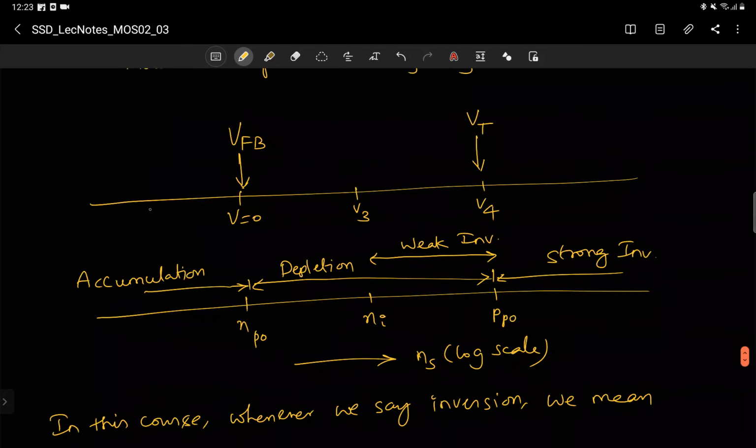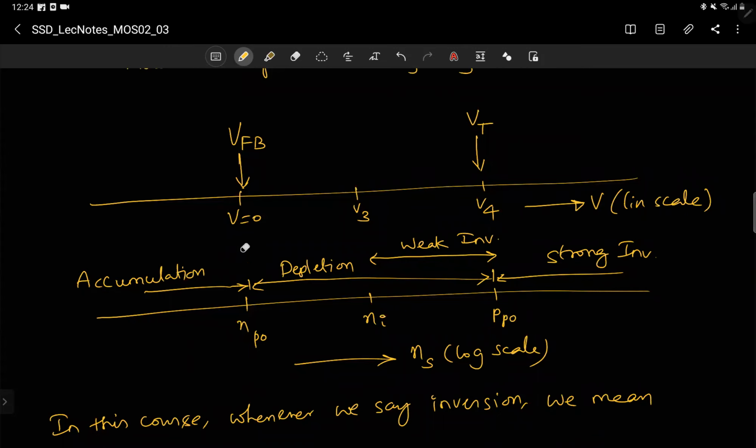So there is this voltage axis, just repetition. There is this electron concentration axis, surface electron concentration, NS, on log scale, and this is the voltage axis, linear scale. So you see that at V equal to 0, surface concentration is Pp naught, the same as the concentration deep inside the semiconductor. So no band bending, etc. And at V3 you have Ni, and at V4 we have Pp naught.